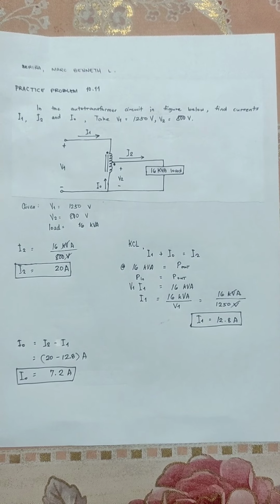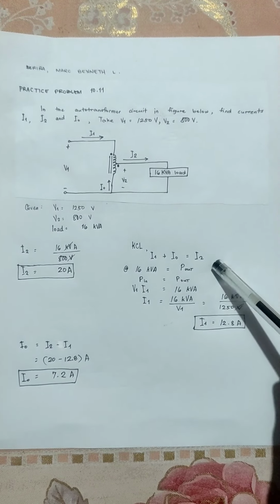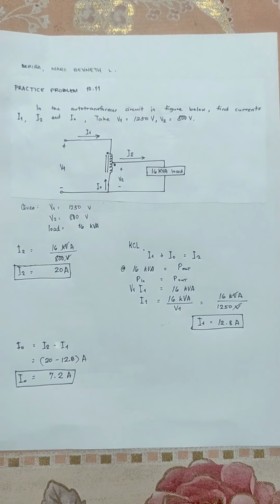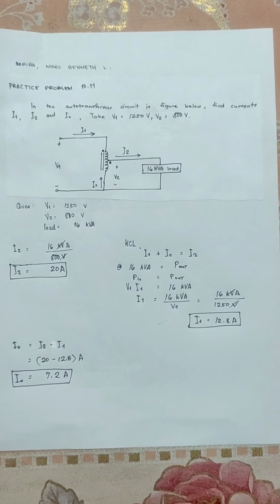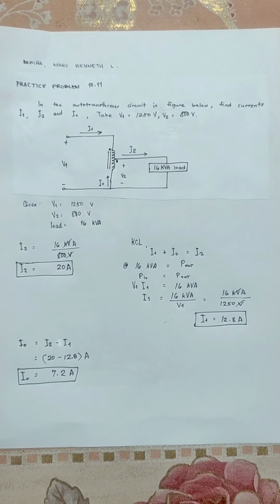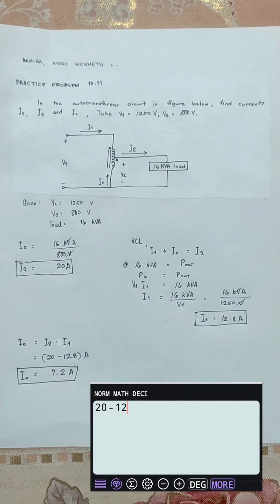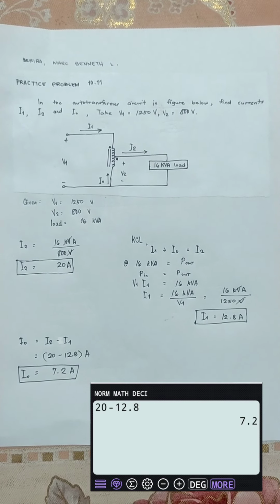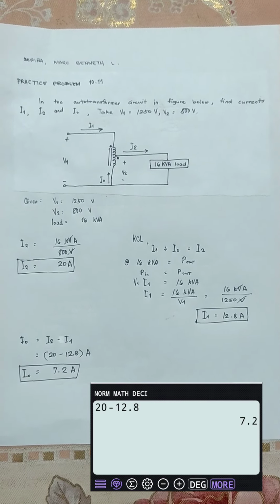Lastly, to get the value of I0, we will use this formula. The formula for I0 will become I0 equals I2 minus I1, or 20 minus 12.8 amperes equals 7.2 amperes for the value of I0.